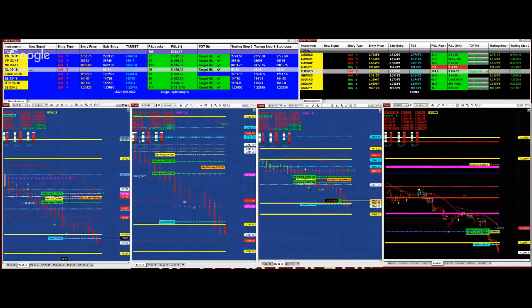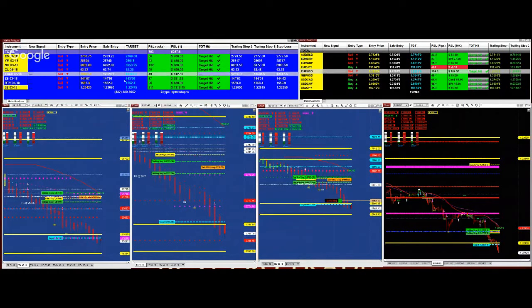And the YM hit the target. The ES hit the target. The Nasdaq hit the target, but I'm trying to reverse the market from the target when the target is hit. The DAX earlier today, we had the new signals, and now we are up to 48 ticks.